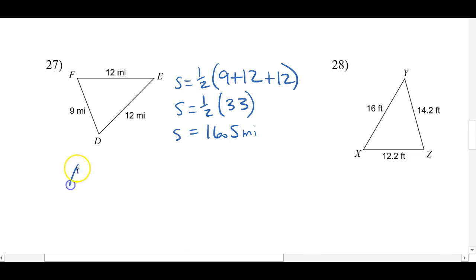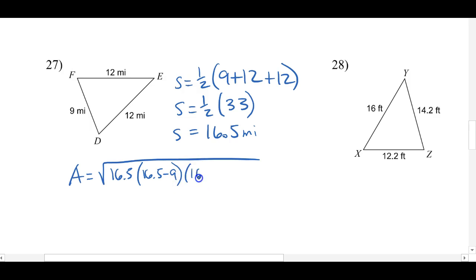Okay, now we're going to plug that number into our equation. So first you plug in 16.5 times 16.5 minus, it doesn't matter what number you pick first, just pick one, or what side, minus 9. Then you're going to do 16.5 minus another side, and then 16.5 minus the last side that you didn't subtract. And then you can just simply plug that into a calculator and get your answer.